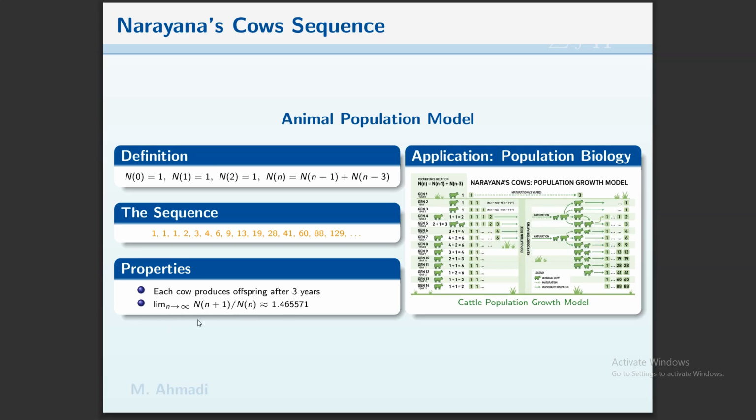And also the limit of Nn plus 1 over Nn goes to 1.46557 when n goes to infinity. Here you can see also a graph about the application of Narayana's cow sequence related to the cattle population growth model.